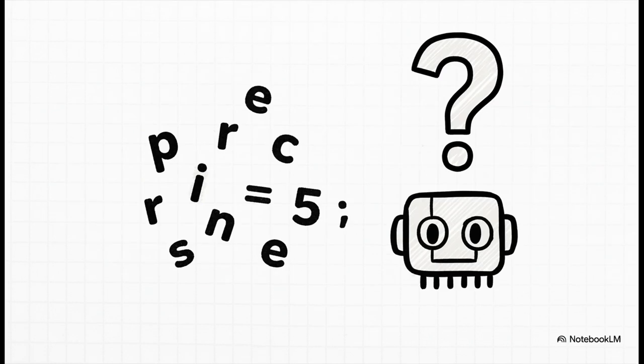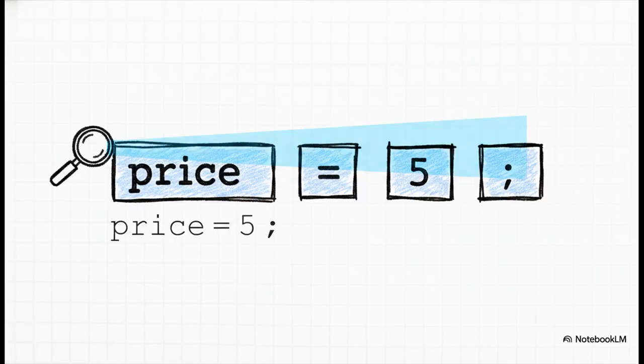Okay, let's look at a super simple line of code. To you and me, the meaning here is crystal clear. But to a computer, at first, this is just noise. It's a jumble of characters. It doesn't see price or 5. It just sees P, then R, then I, and so on. So the very first job for a compiler, this part is called lexical analysis, is to scan through that raw text and chop it up into meaningful little chunks. It learns to see the group of letters price, the equal symbol, the number 5, and that final semicolon.